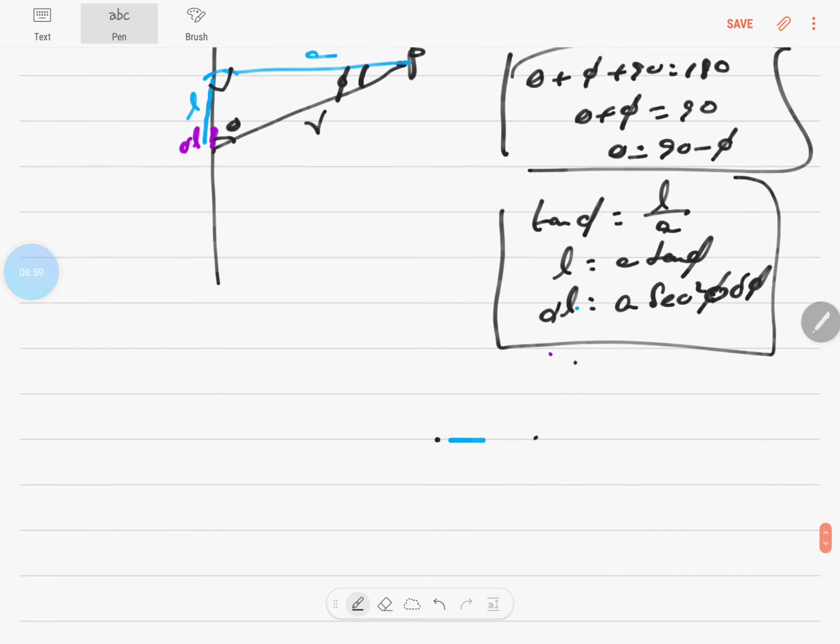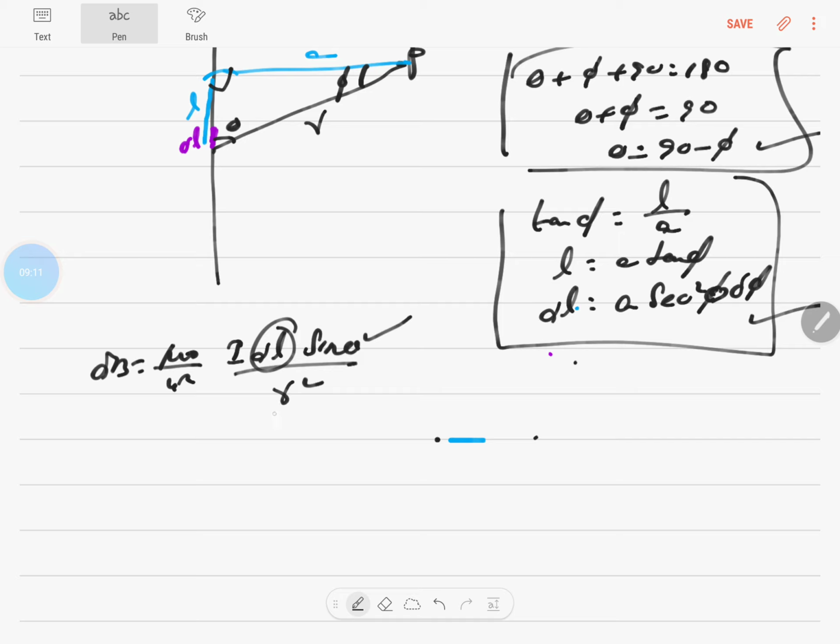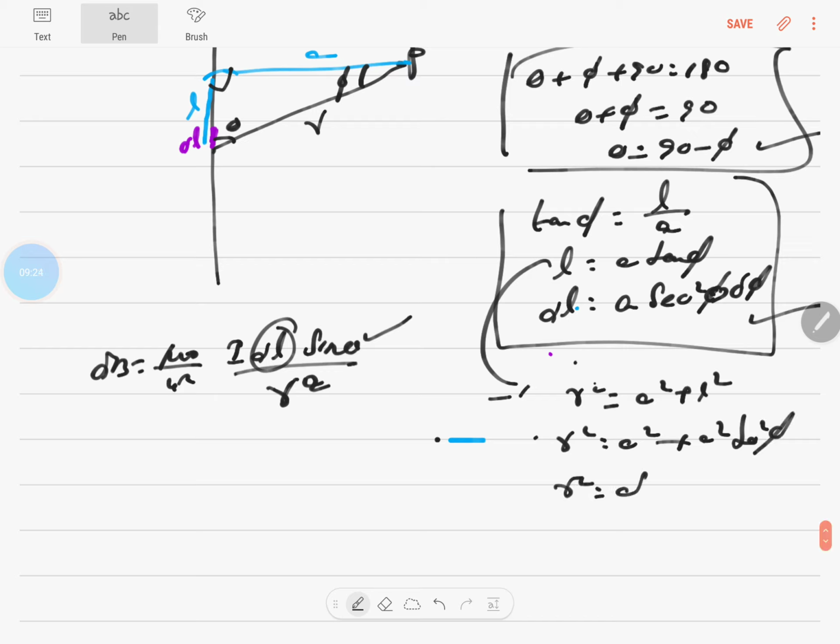And the third observation: you know the Biot-Savart law, dB is equal to mu naught by 4 pi I dl sin theta by R square. I found theta is 90 minus phi. From this I found dl, which is this. I want to find R square, again from the right triangle, R square is equal to A square plus L square. So R square is equal to A square plus, from the previous statement, A square tan square phi. So R square is equal to A square into 1 plus tan square phi. So R square is equal to A square secant square phi.